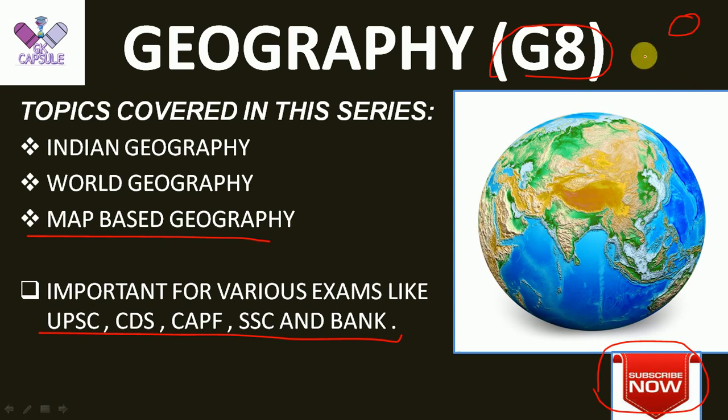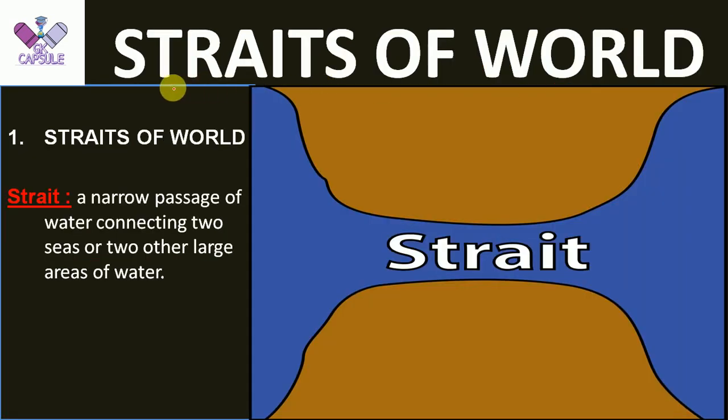And now let's move further. So today we are going to study the straits of the world. So what is a strait? If this is a sea and this is also a sea, a narrow passage that is connecting two seas is called a strait. So this is a narrow passage, and hence it is called a strait, which is connecting two large areas of water or two seas. So this is the definition of strait.